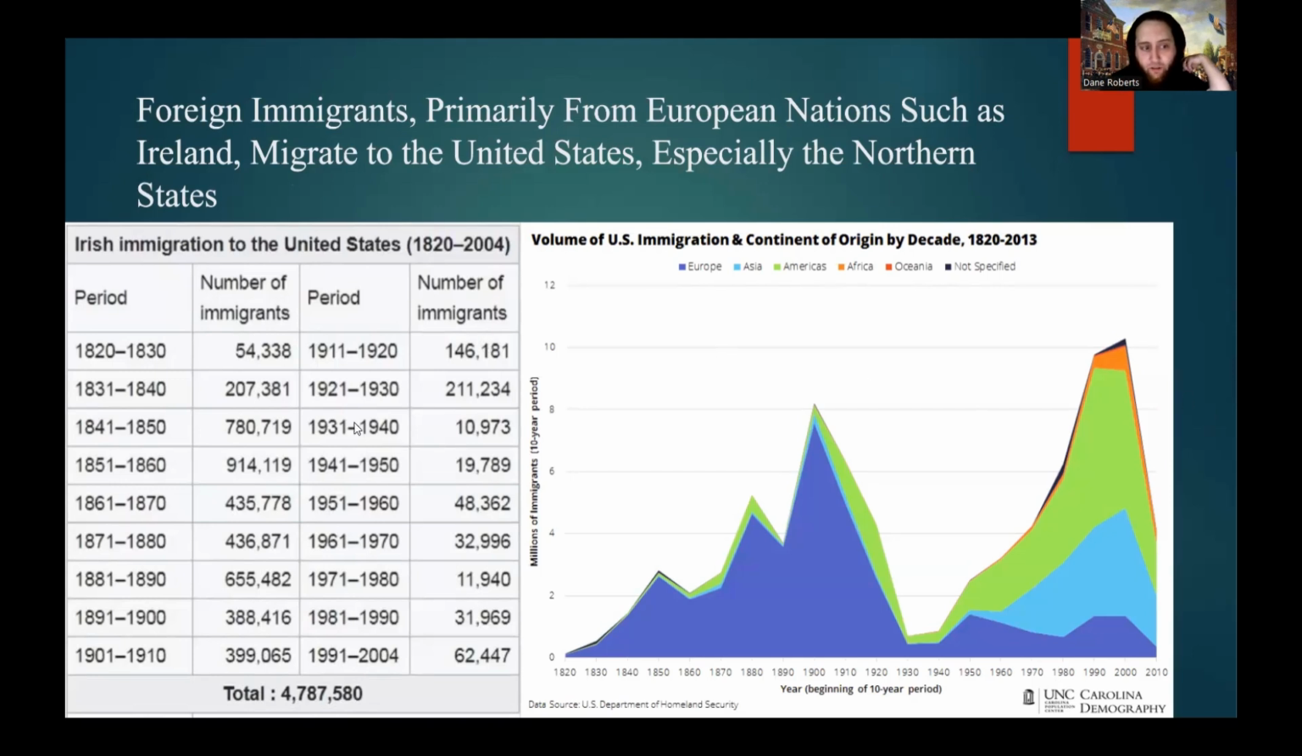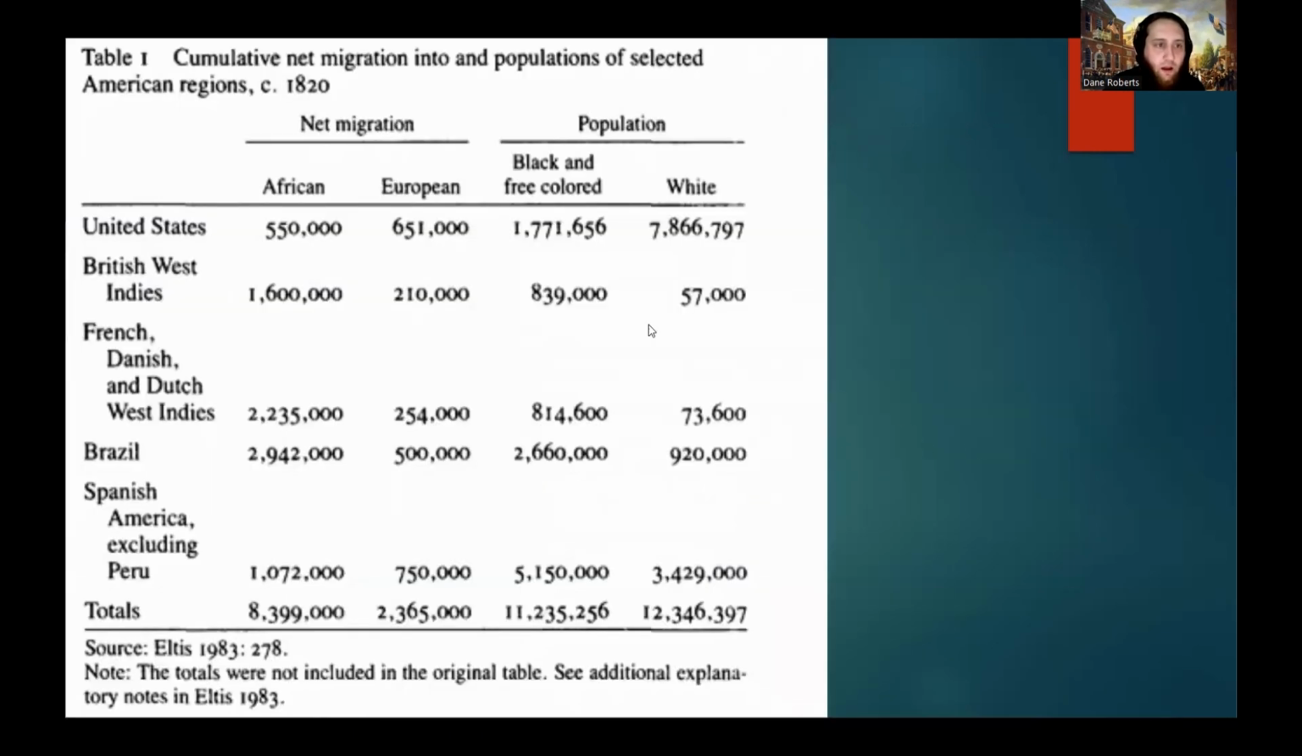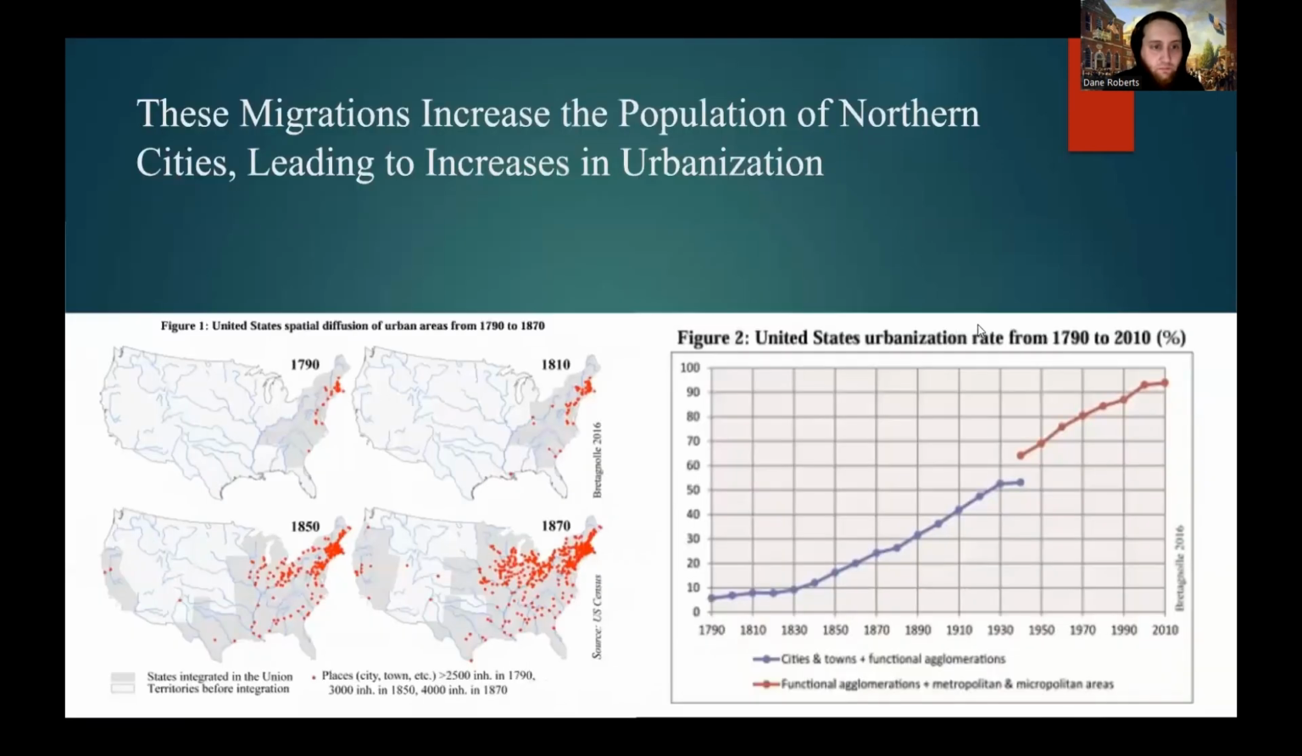And you can see the number of migrants between 1820 and 1850 alone in this table here and in this graph here, as well as in this table here. These migrants would increase the population of northern cities, leading to increases in urbanization, which you can see in these maps here, much like we saw in the section on the Antebellum South, with a few exceptions. Most of the urban areas in the United States in the Jacksonian era, and also well up to the American Civil War and afterwards, were located in the northern states.